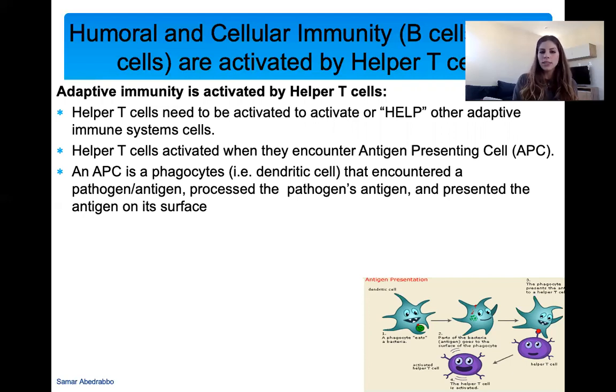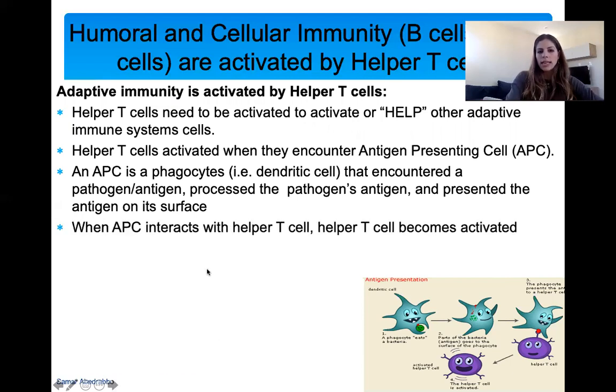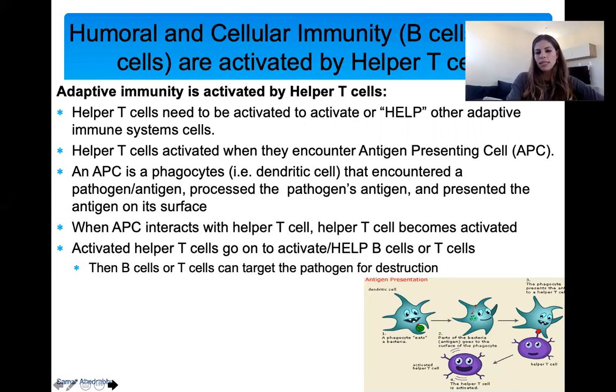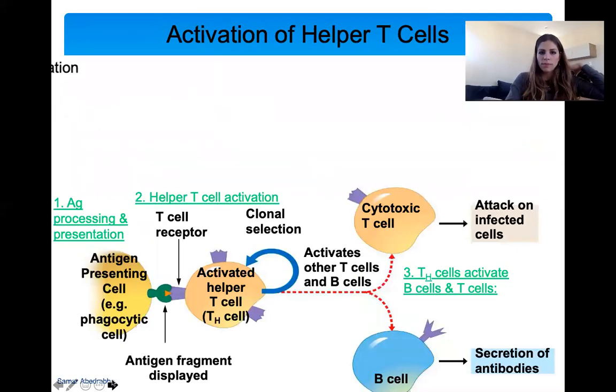And now that antigen presenting cell is what will activate helper T cells. And helper T cells will go on to either activate humoral immunity, B cells, or cellular immunity, T cells. So this is how the whole activation works. When the antigen presenting cell interacts with the helper T cell, the helper T cell becomes activated, and it will go on to activate or help B cells or T cells. And then the B cells or T cells will target the pathogen for destruction.